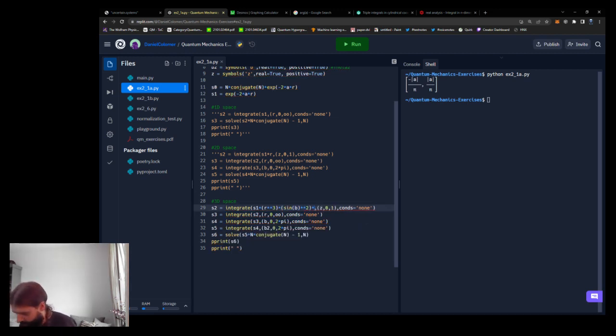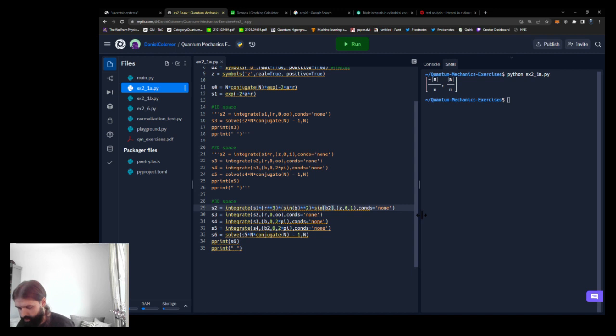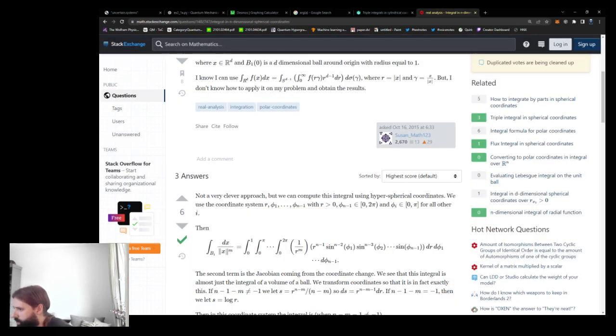And then times sinus of theta 2. I think that's the thing. That's what you're doing. Sinus of theta 2, because it's like n minus 3. It's like 4 minus 3 is 1. Cool. And so I mean that's already where we're here.